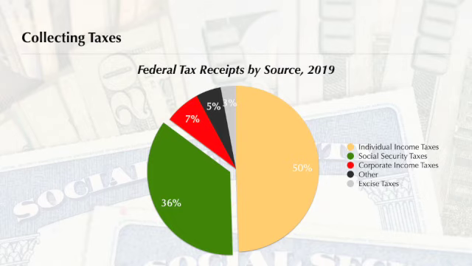Social Security taxes are the second largest source of revenue for the federal government. By 2019, they represented 36% of the federal government's tax revenue.